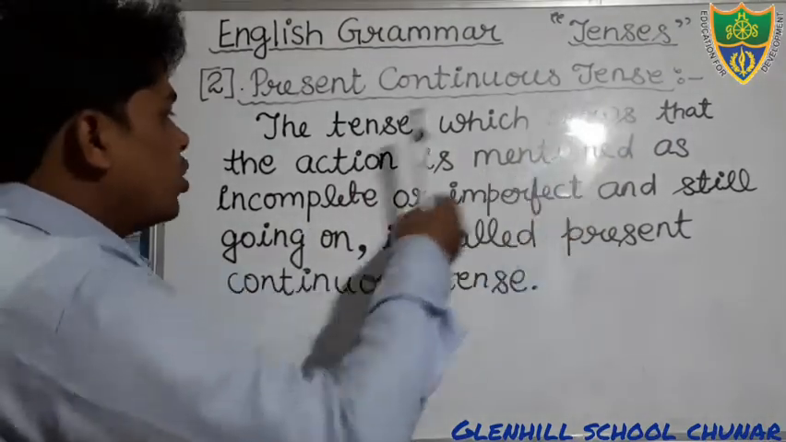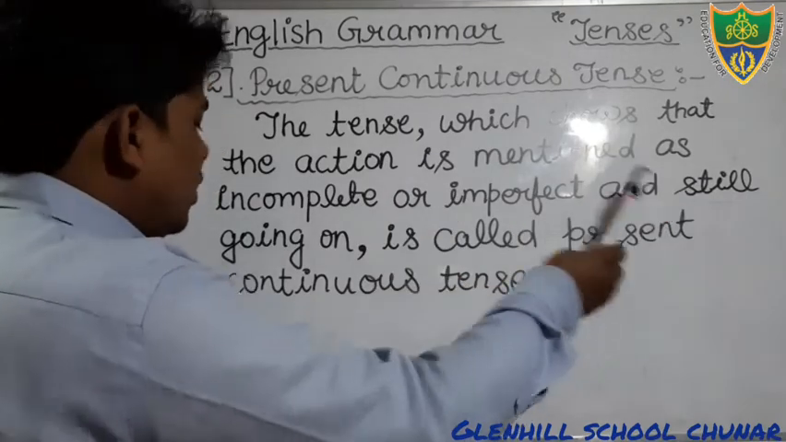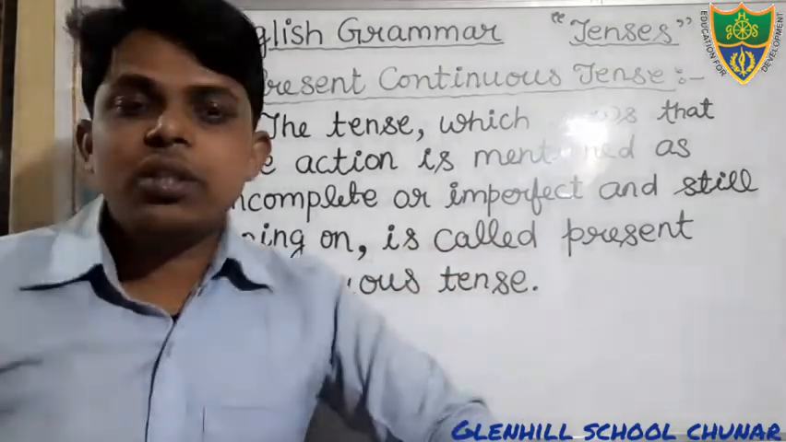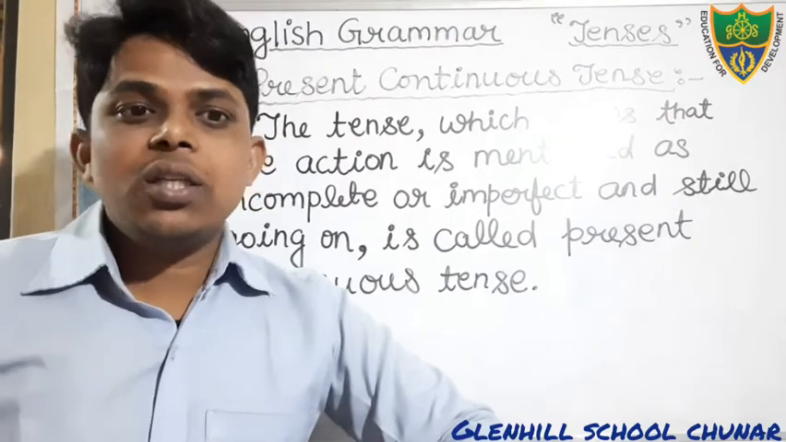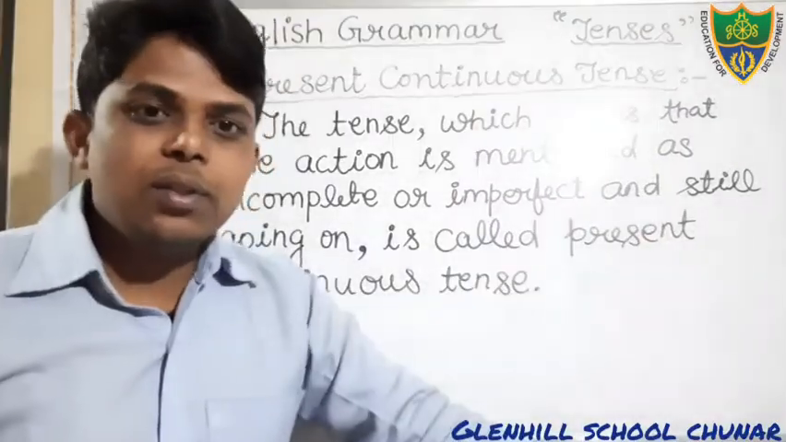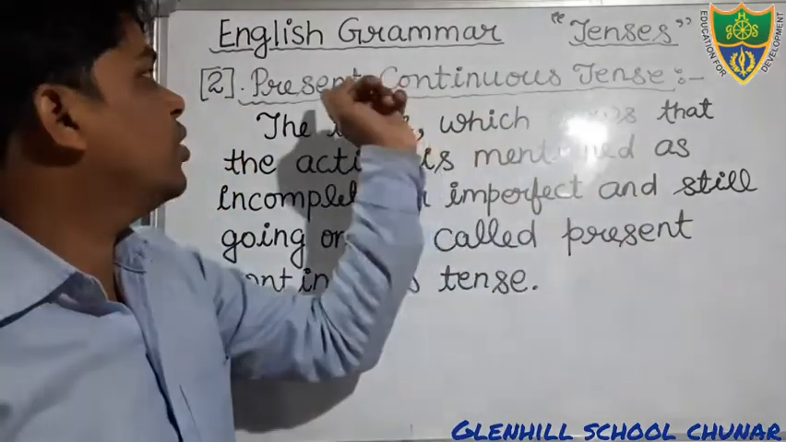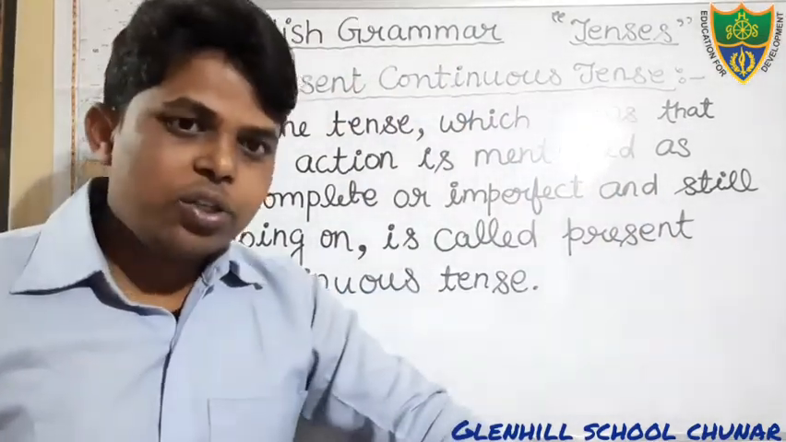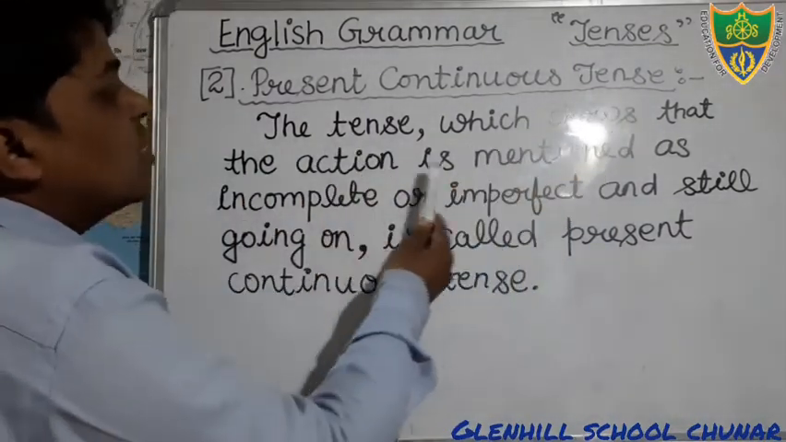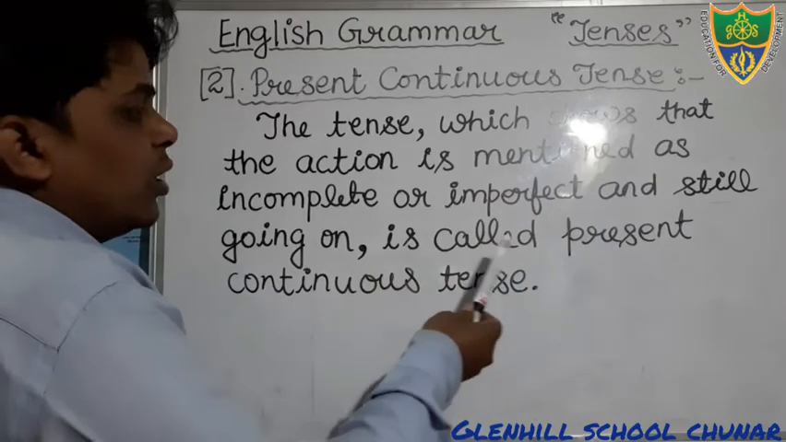The tense which shows that the action is mentioned as incomplete or imperfect and still going on is called present continuous tense. Yes students, it means here the action is in process. Okay, the action is going on in the present time. The verb which denotes the action is going on in present time, that is known as present continuous tense. Okay students, so just write down this meaning.